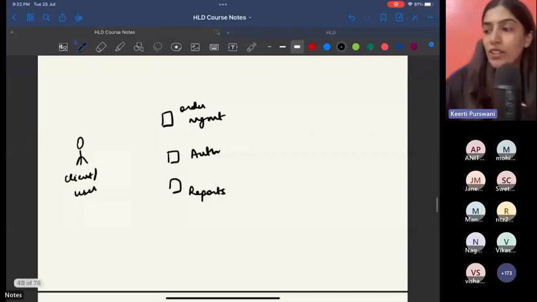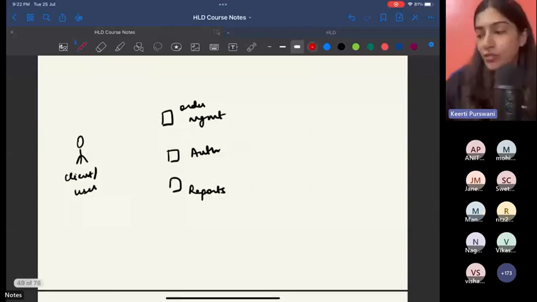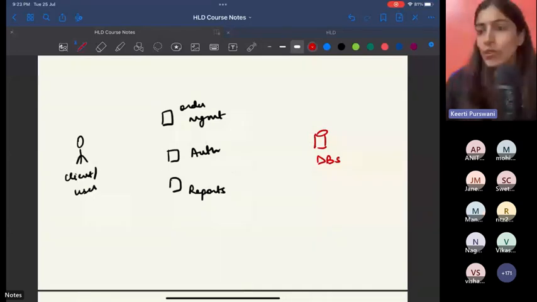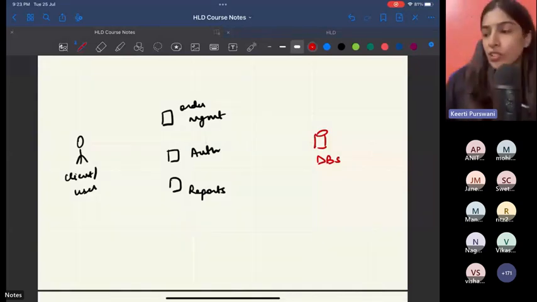Now let's try to imagine what happens. Okay, we also have to store our data. So what is going to be there for storing our data? There's going to be some databases. Yes, so there's going to be a DB. So everyone understands this much: we have multiple servers, and we have databases. Yes, we are going to store our data. Now let's talk about that.